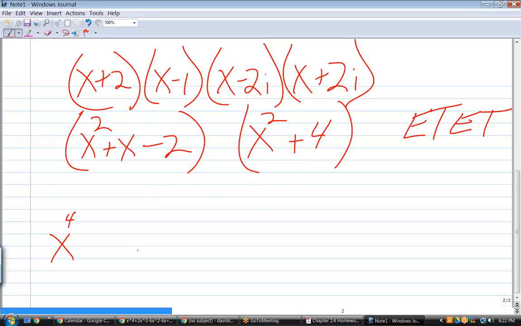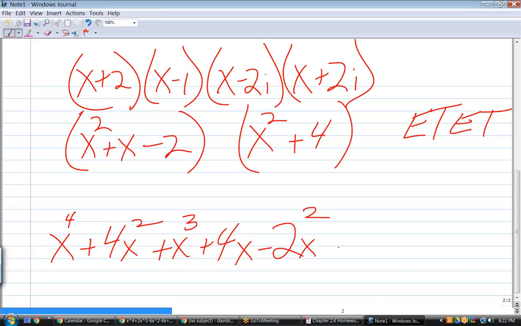Okay, so it'd be x to the fourth plus 4x squared. Oh, excuse me, my fault. Plus x cubed plus 4x minus 2x squared and minus 8. So it's the same as FOIL. FOIL is also every term by every term. I don't know why they name it FOIL. And now we have to simplify this.